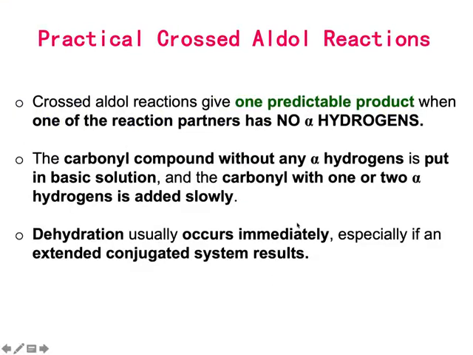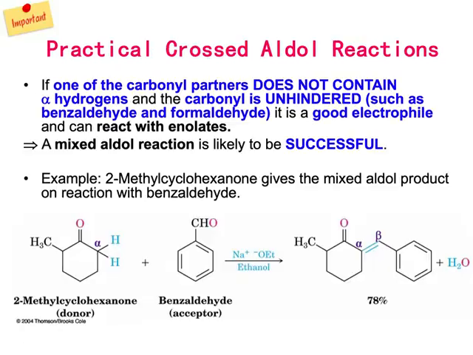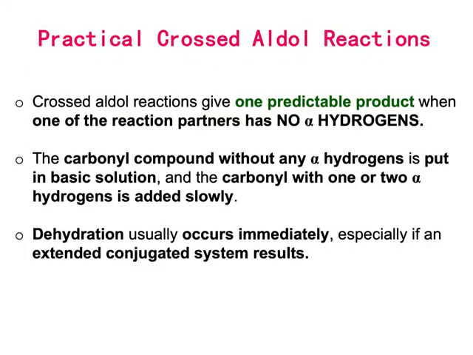One cross aldol reaction gives one predictable product, so only one product you can get. One of the reaction partners has no alpha hydrogen. So here we have alpha hydrogen, and here there is no alpha hydrogen. The partner with no alpha hydrogen we call the acceptor. The other partner we call the donor, because the carbon contains alpha hydrogen. Look at here, no alpha hydrogen, one product can be produced.